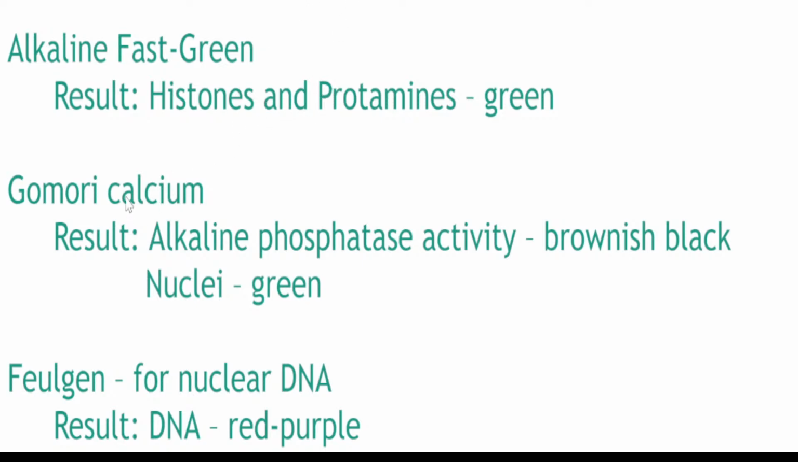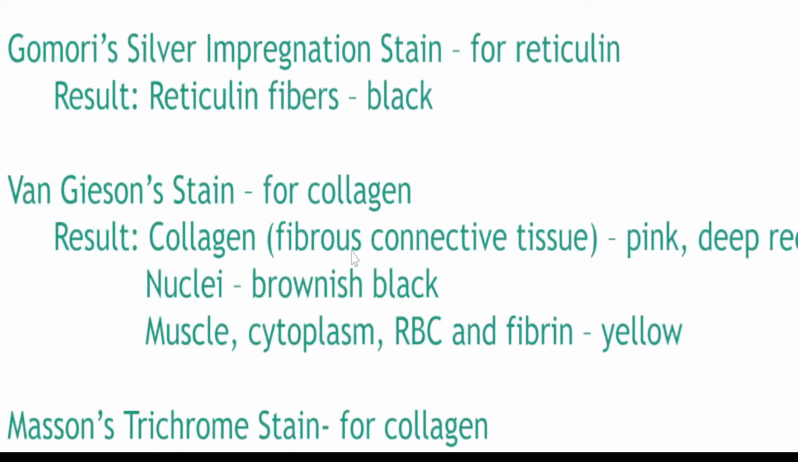Gomori calcium, not to be confused with Gomori methenamine silver. I don't want you guys to forget about that one. We'll talk about that later when we discuss microorganisms. Gomori calcium stains alkaline phosphatase activity, which turns brownish black. Then the nuclei remain green. Feulgen stain is used for DNA. DNA stains red. The cytoplasm is green. Methyl green pyronin is for RNA and DNA. Nothing much on that one.